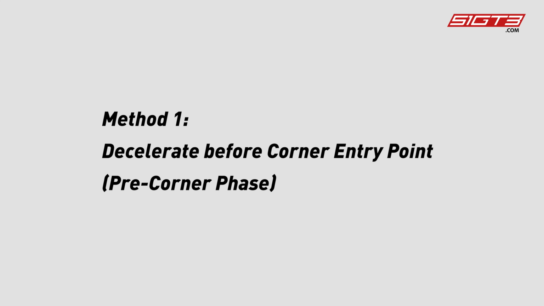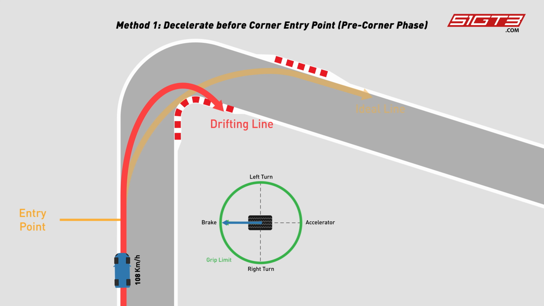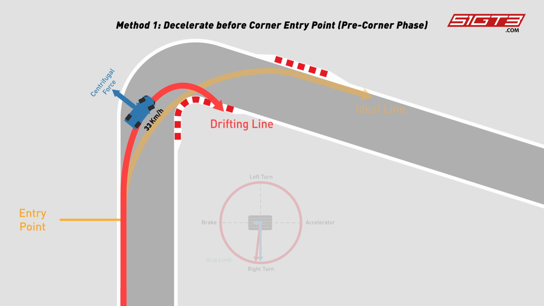Method 1 is to start decelerating before entering the corner. The faster the car enters the corner, the greater the inertia, and the greater centrifugal force the car needs to overcome to corner. At the same time, the lateral grip required by the rear tires becomes greater and the centrifugal force required cannot be overcome, resulting in oversteer.